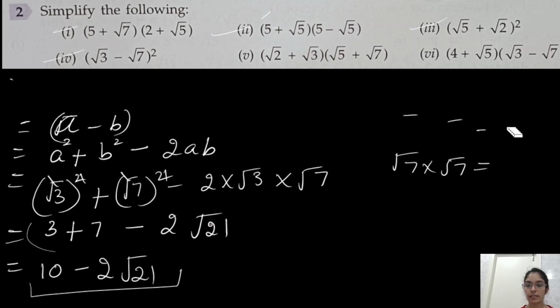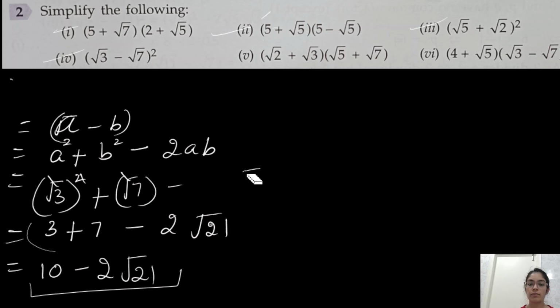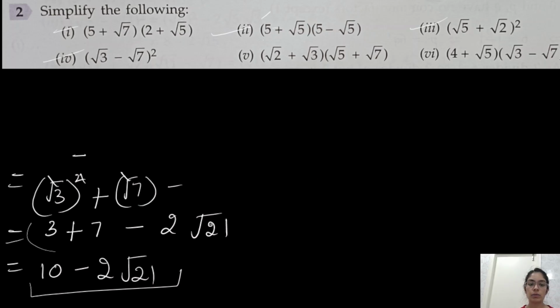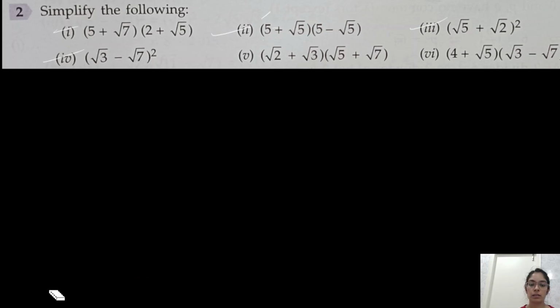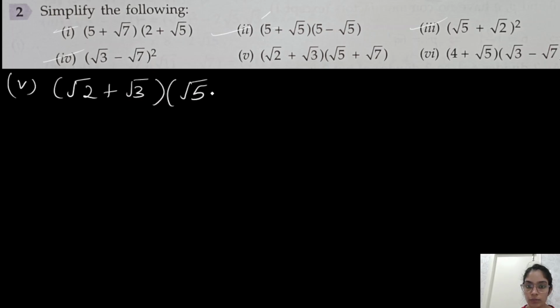First of all we have to check, can we use any identity? If an identity can be used, then we have to do the question using the identity, or else we can multiply directly. Sometimes using an identity is not possible, so in those cases we have to do direct multiplication. So bracket multiplication, like we did in the first question: square root of 2 plus square root of 3 into square root of 5 plus square root of 7. As you can see here, both the brackets are different, so that means we cannot apply any of the identities here.